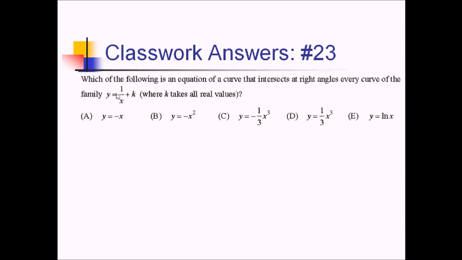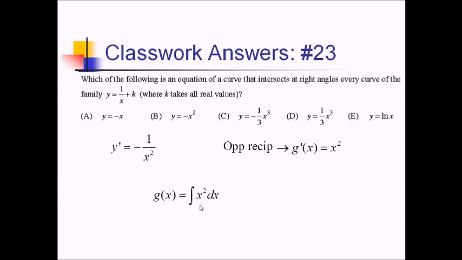So this is really x to the negative 1. The derivative of that's going to be negative x to the negative 2, or negative 1 over x squared, if we write that as a fraction. The opposite reciprocal of that is going to be positive x squared over 1, or just positive x squared. So now we need to find a curve whose derivative is x squared. Basically, we're asking for the antiderivative of x squared.